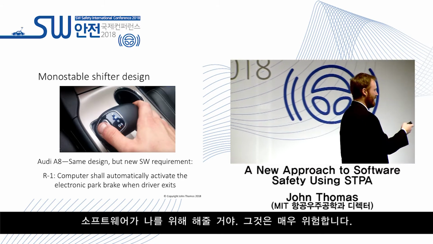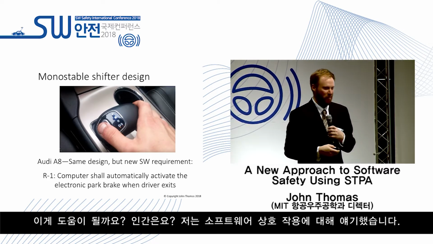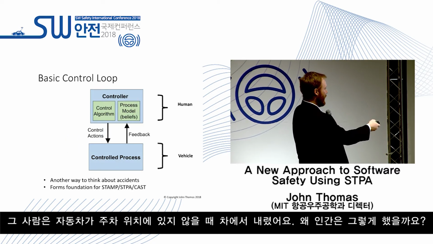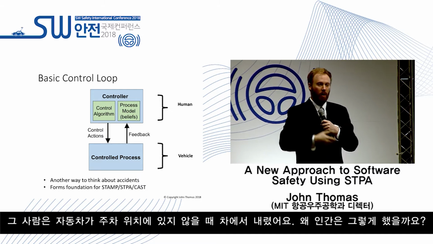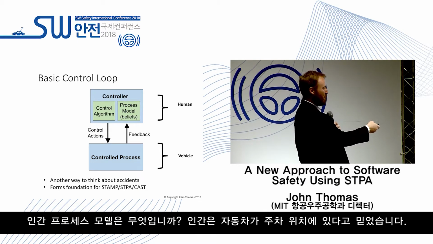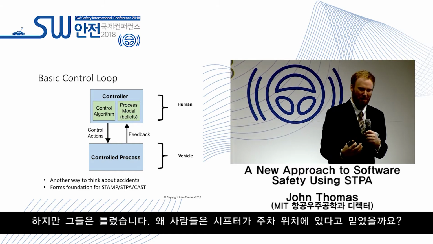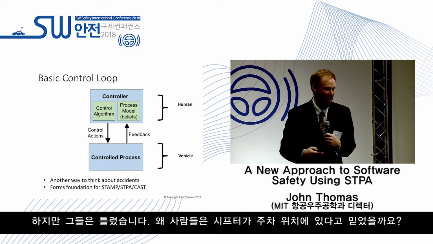It's very dangerous. Can this help? What about the human? I talked about software interactions. It works very well for that. What about human interactions? The human exited the vehicle when it was not in park. Why would a human do that? What is the human process model? The human believed it was in park, but they were wrong. Why did the human believe it was in park?